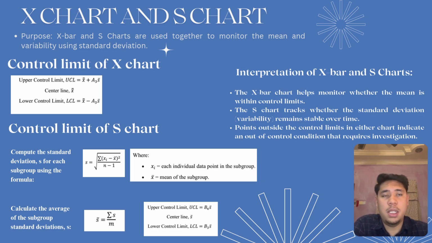Now, let's look at the interpretation of these charts. For the S-bar chart, it helps us monitor whether the mean of the process is within the specified control limits. If the process falls outside the control limits, it signals an issue. For the S-chart, this chart helps monitor whether the variability of the standard deviation remains stable over time. If the variability fluctuates beyond the control limits, it might indicate a problem with process consistency. Finally, in both charts, if any data point falls outside the control limits, it indicates an out of control condition that requires further investigation or corrective action.